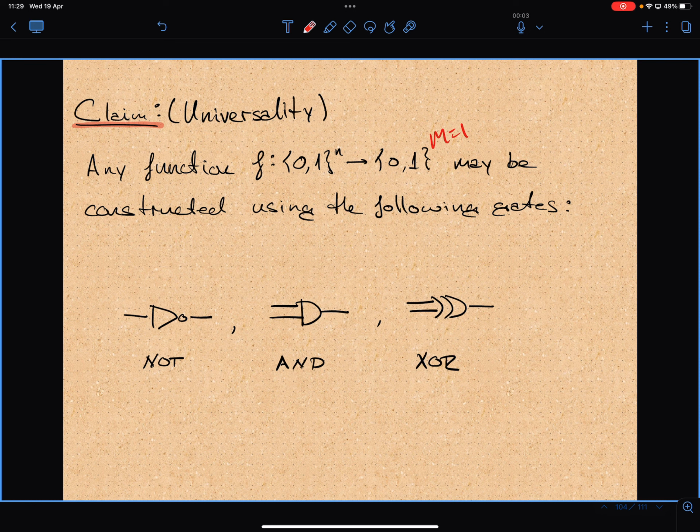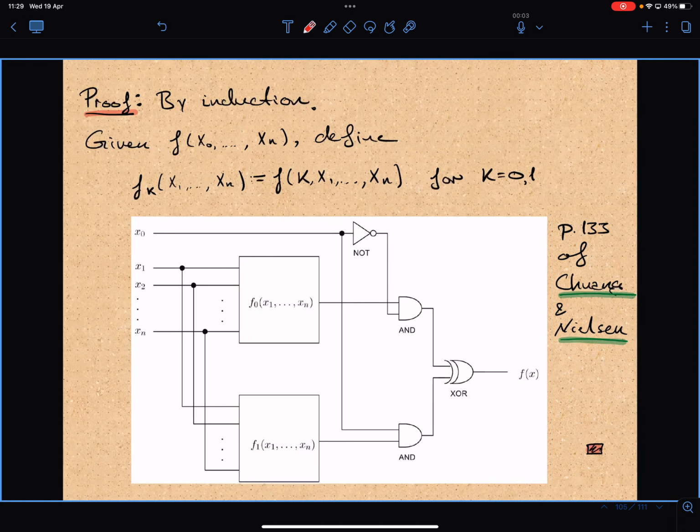And eventually we'll see the analogous result for the quantum case, but let's look at the proof for this result. Here, I have a function, or my circuit F, which is a function that I want to build by stacking these different gates.